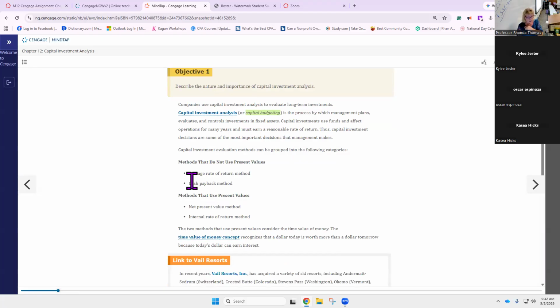Here's what you need to know. We're going to do 4 methods. There are 2 methods that do not use something called present value. Have any of you ever heard of time value of money in any of your classes? There's present value, future value. We're going to work with present value, and you're going to have tables to use, but the first 2 do not include present value. So we're going to work on those 2 first, and then we'll add the ones that do take into account what's called time value of money.